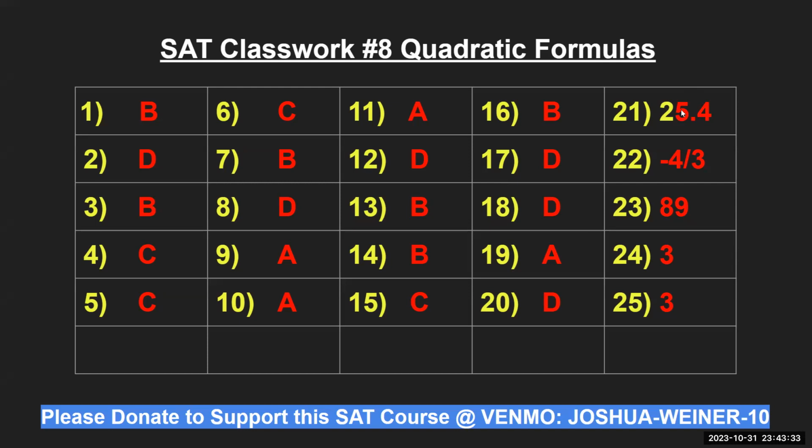25.4 miles per hour. 22 was -4/3. 23 was 89, 24 was 3, and 25 was also 3.